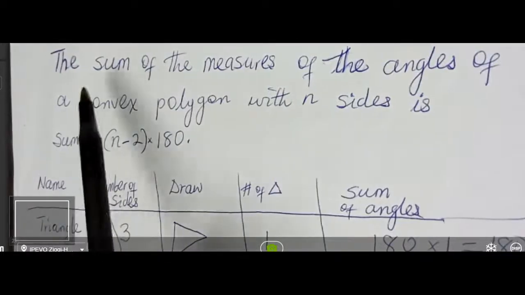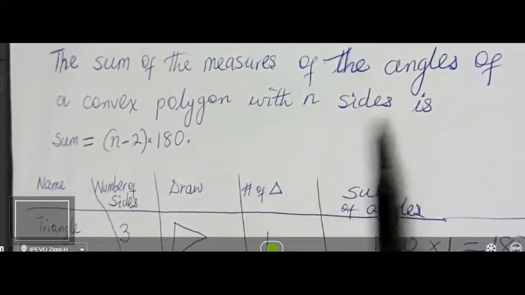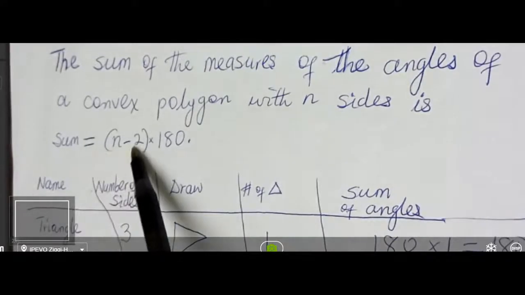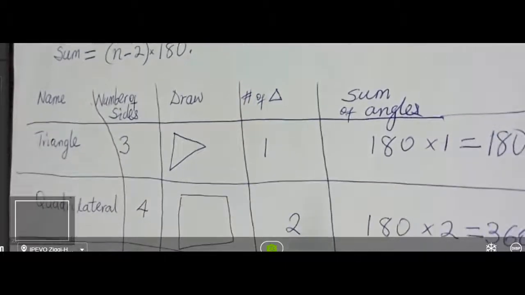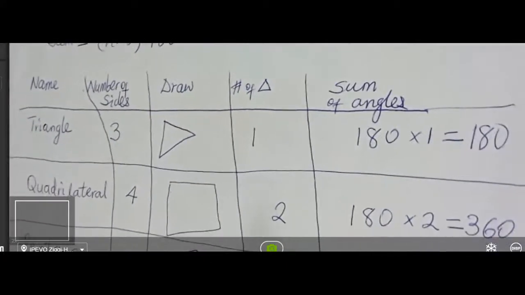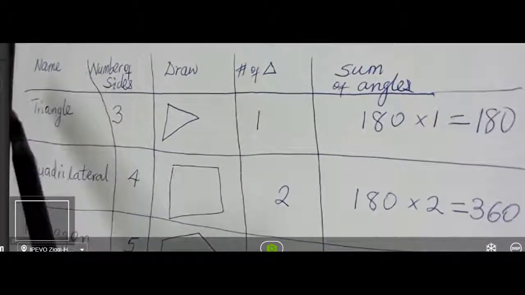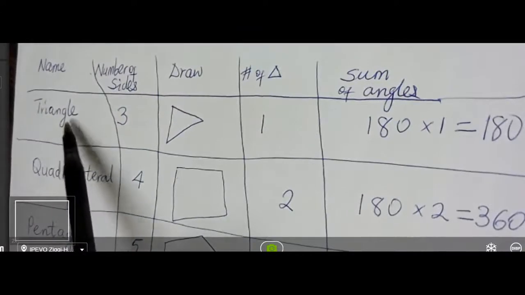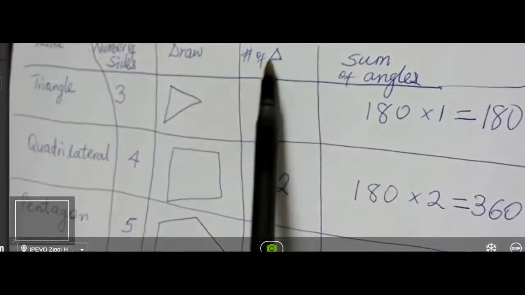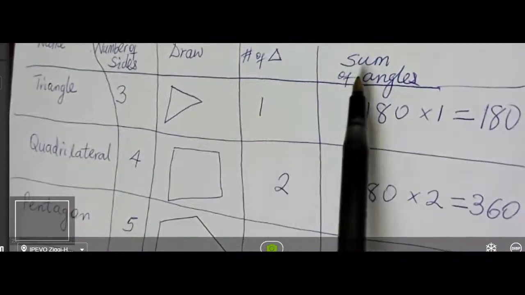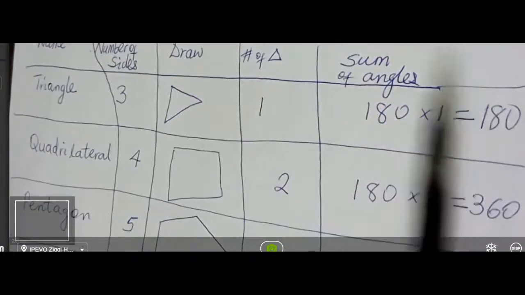Another theorem states that the sum of the measures of the angles of a convex polygon with n sides is equal to n minus 2 times 180. Okay, and we are going to use inductive reasoning to show that. We're not going to make a formal proof, but just show why that is. So we already know that a triangle has 3 sides, and the number of triangles in it is 1. So the sum of angles of a triangle is 180 times 1, which is 180.